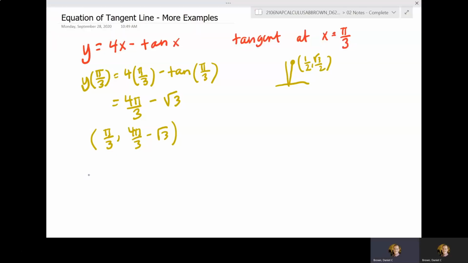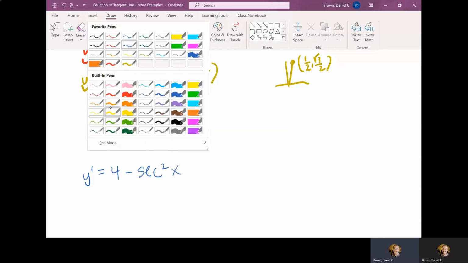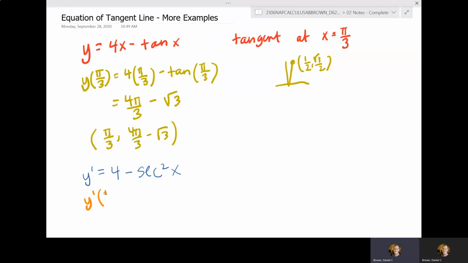The slope of the tangent line is going to come from the derivative. The derivative of 4x is 4. The derivative of tangent is secant squared. And so we want to find the slope at pi over 3. So I have 4 minus the secant of pi over 3 squared. Again, going back to pi over 3, secant is the reciprocal of cosine. So the secant at pi over 3 is just 2. So I have 4 minus 2 squared, which is going to give you 0.